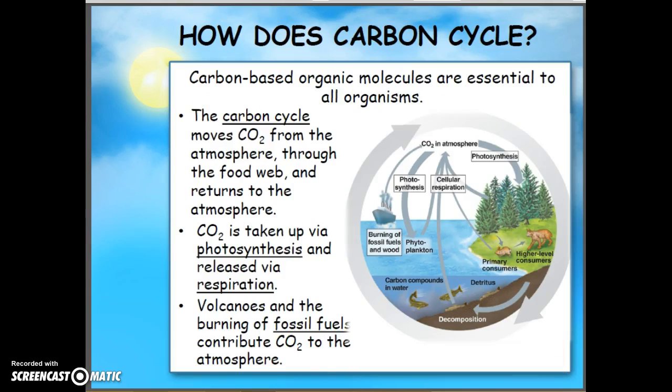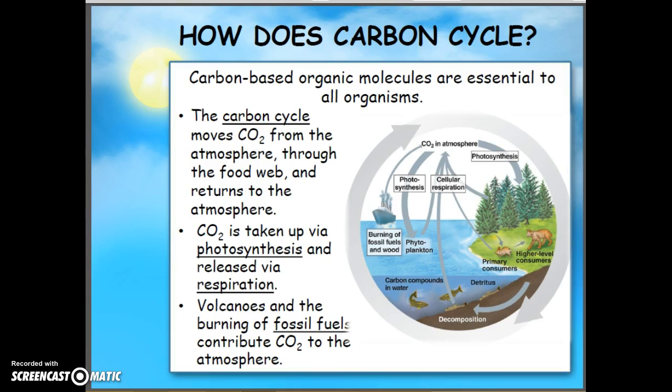The very first one is carbon. How does it move? Carbon is a molecule that makes up living things. It's essential to all living things. The carbon cycle will take carbon dioxide from the atmosphere, send it through the food webs and food chains, and then return it to the atmosphere.